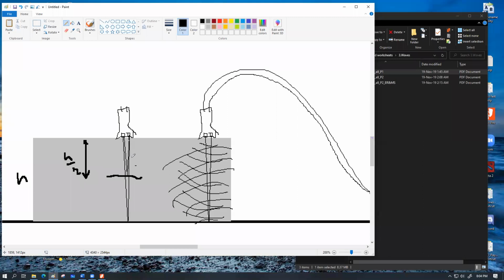Roman, respond. Half the distance. H. Half the distance, h by 2 distance. Half the distance of what? Half the distance of the block. Wrong. H distance, sir. H distance.